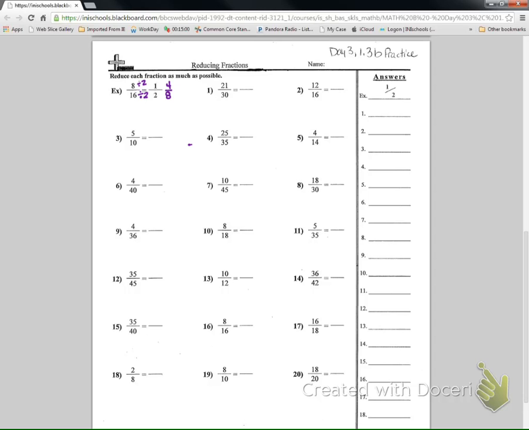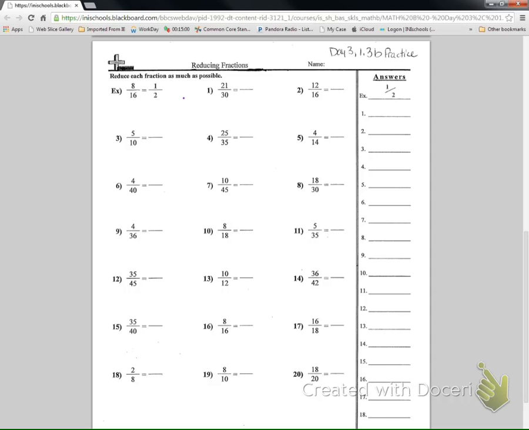The problem is that fraction is not fully reduced. It can still be divided again by a number that would divide it evenly. We can divide both of these by 2. So 4 divided by 2 is 2. 8 divided by 2 is 4. And we're still not done yet. 2 and 4 can both be divided by 2 once again. Do you see the problem this creates? You'd have to keep on reducing and reducing and reducing. So what is key here is that you always divide by the greatest common factor.